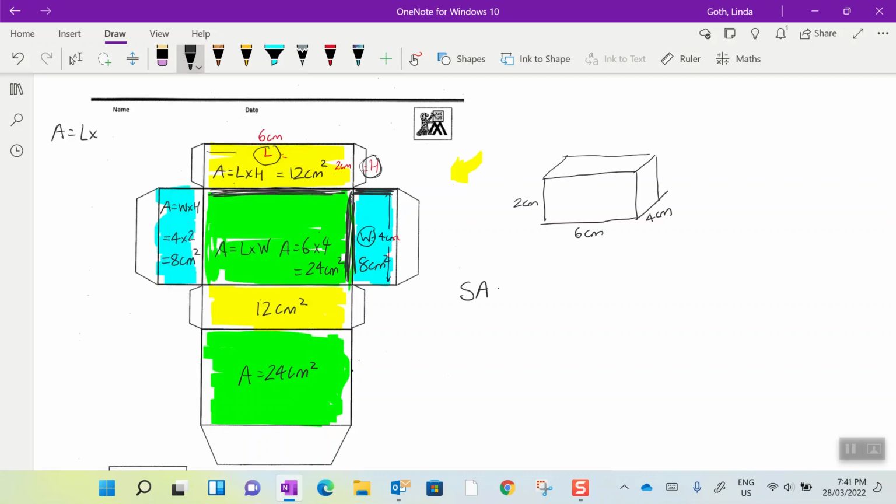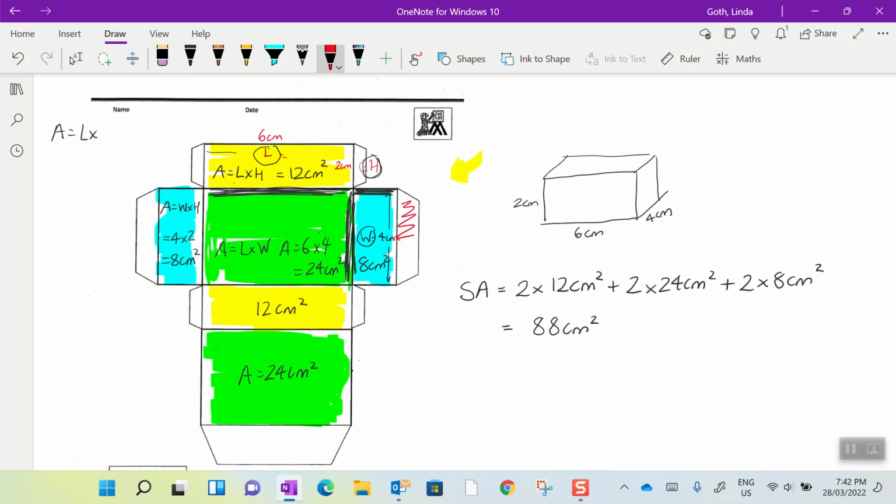So the surface area is going to be, well, we've got the 2 yellow ones, so 2 times 12 centimetres squared, plus we've got the 2 green ones, so 2 times 24 centimetres squared, plus we've got the 2 blue ones, 2 lots of 8 centimetres squared. Pause the video, put that into your calculator. I'm going to do mine as well. Hopefully you've got 88 centimetres squared. So the surface area of that rectangular prism is 88 centimetres squared.